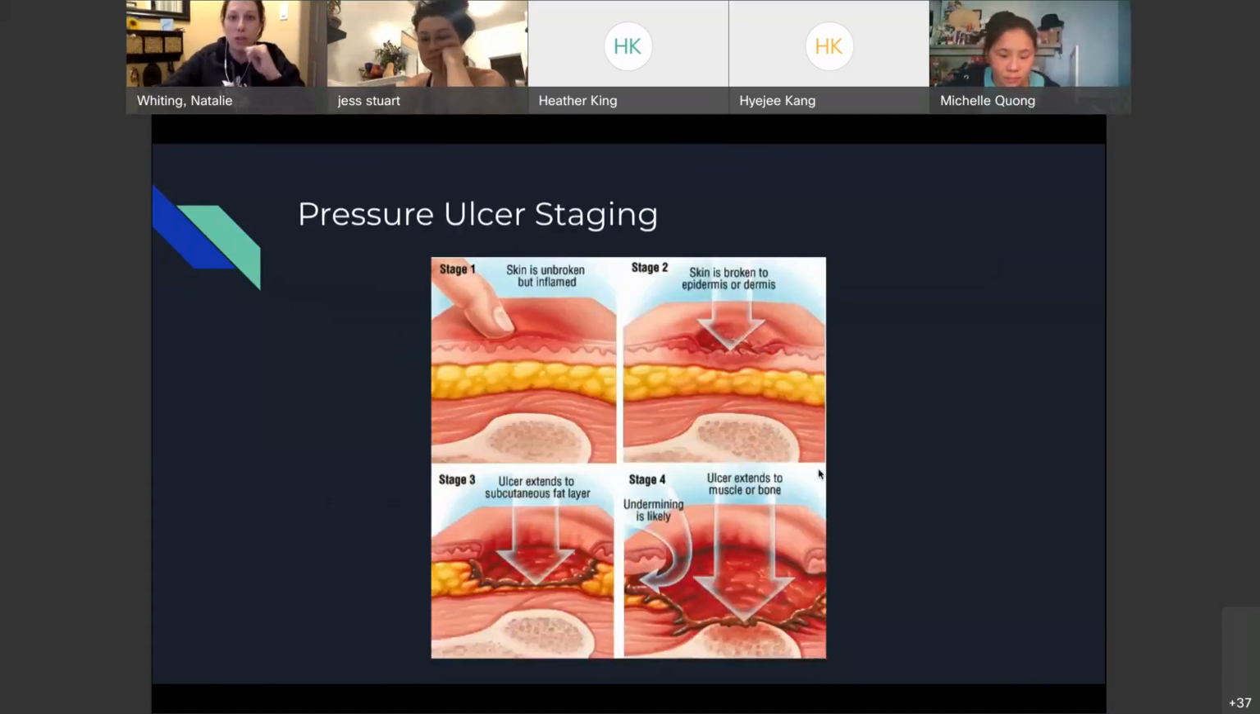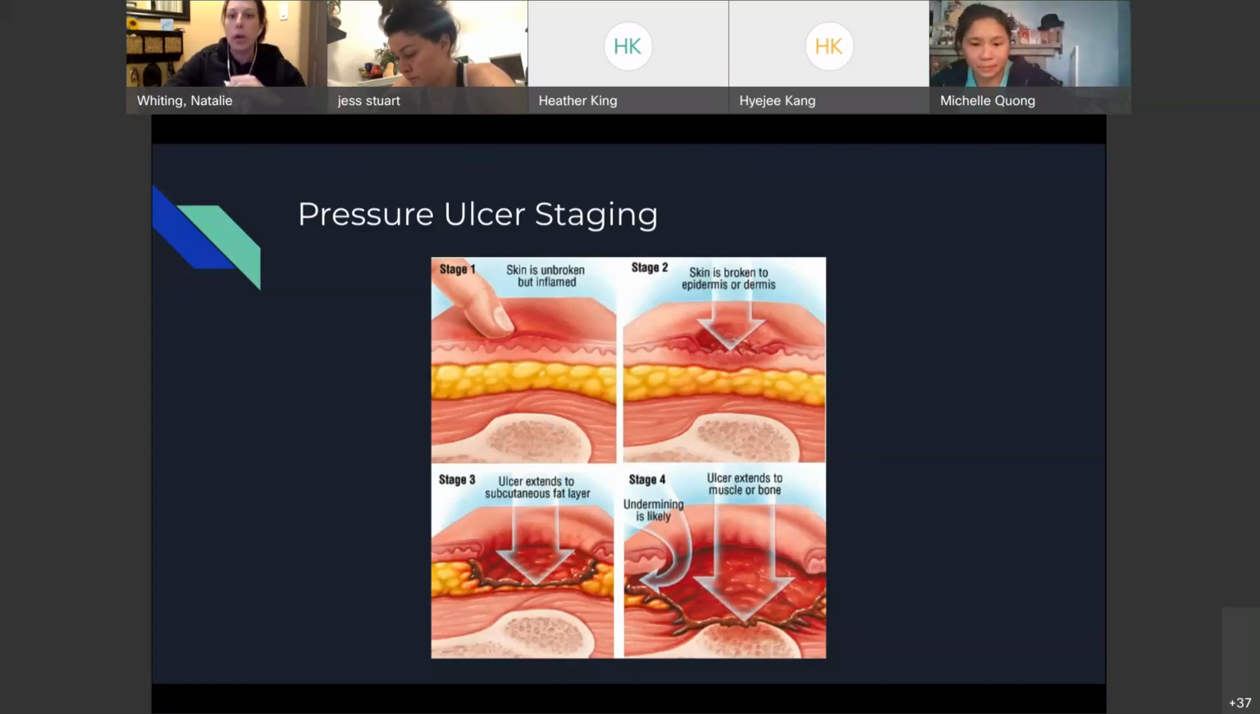Okay, so pressure ulcer staging. Stage 1, the skin is unbroken, but it's inflamed. When you go to blanch it, it's unblanchable. So it's not going to blanch white at all. It's going to be red. Stage 2, the skin is broken through to the epidermis or the dermis, so either of those first 2 layers of skin. Stage 3, the ulcer extends to the subcutaneous adipose layer. Stage 4, the ulcer extends to muscle or bone.